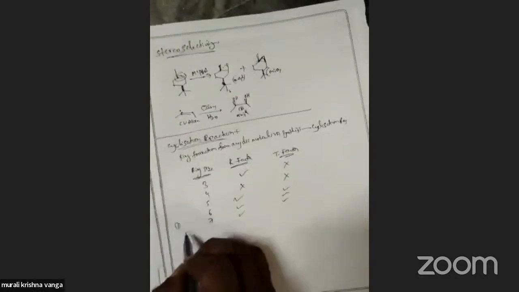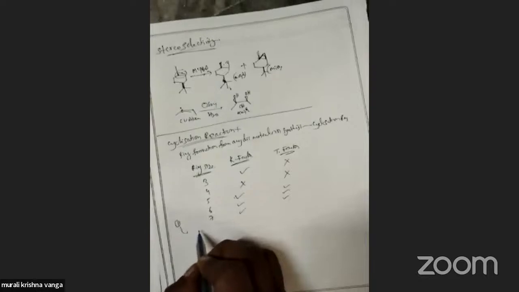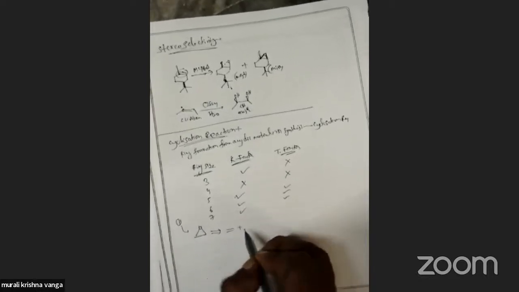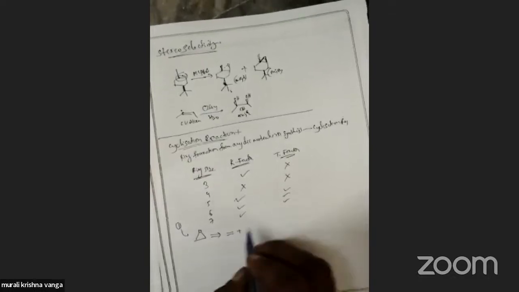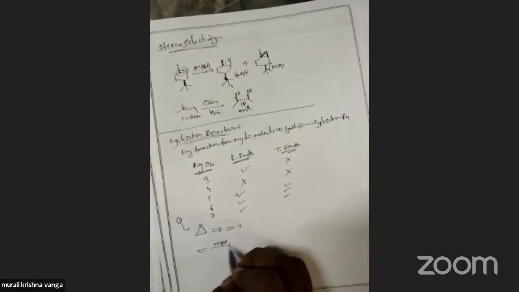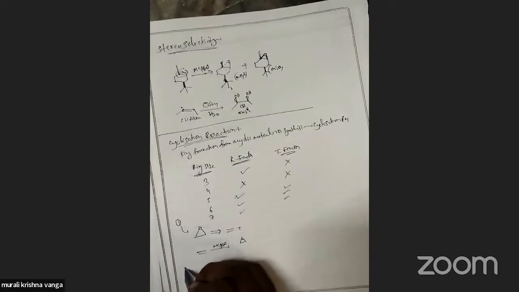First example is synthesis of a three-membered ring. A three-membered ring is synthesized from alkenes when they react with metachloroperbenzoic acid. When alkenes react with MCPBA, epoxidation takes place.